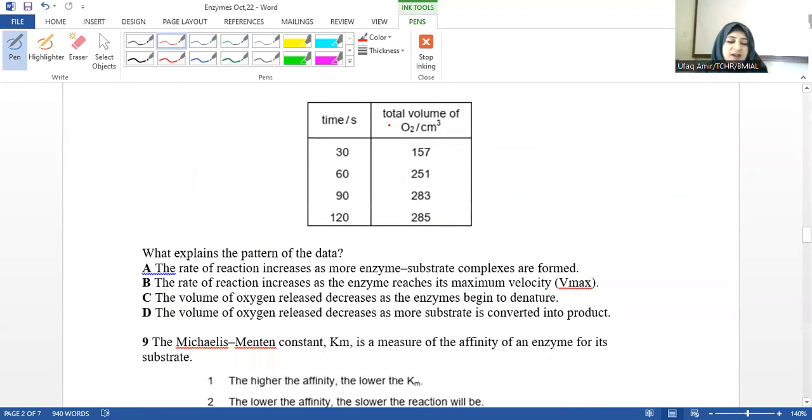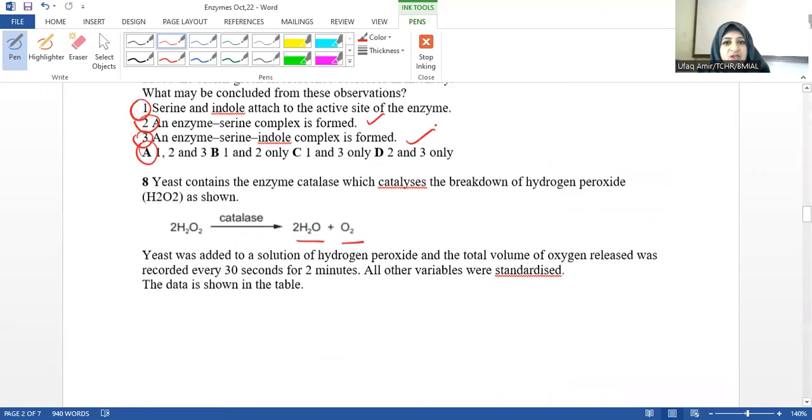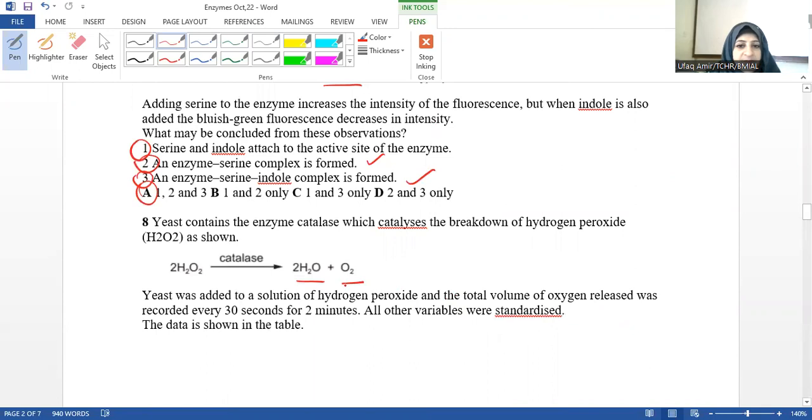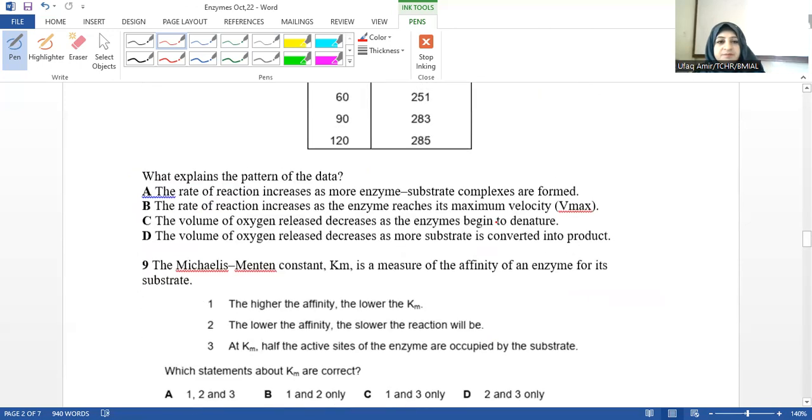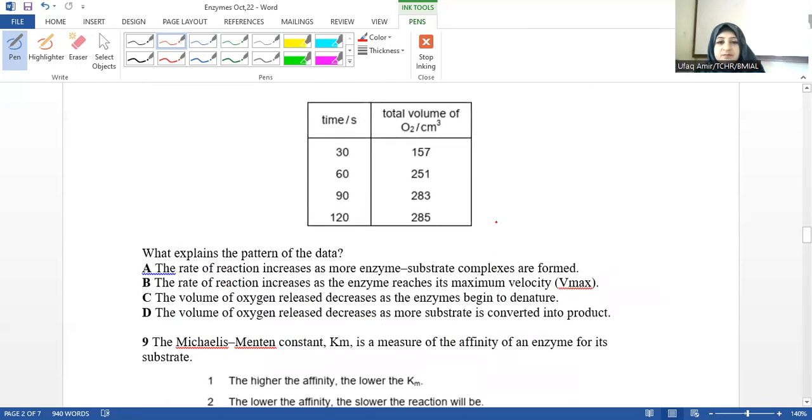When you record it, you realize that with time the total volume of oxygen, which is being formed at the end of this reaction, is oxygen. Total volume of oxygen. It was in the beginning 157, then it became 251, 283, and 285. So you can see that there's a huge gap between 157 and 251.